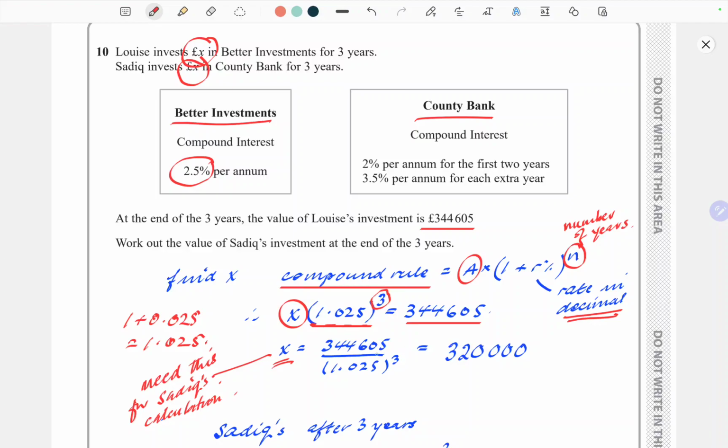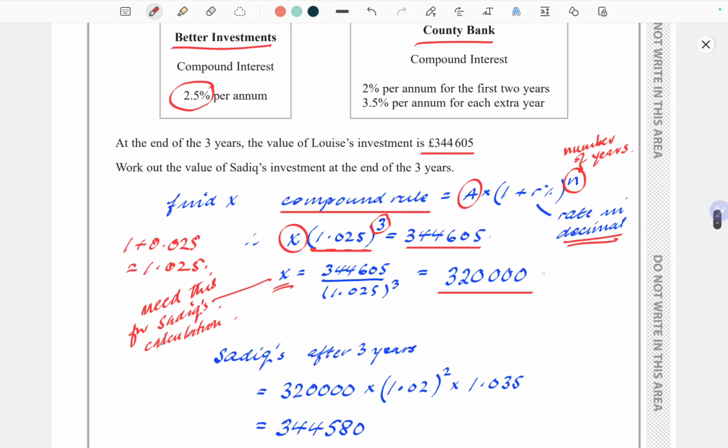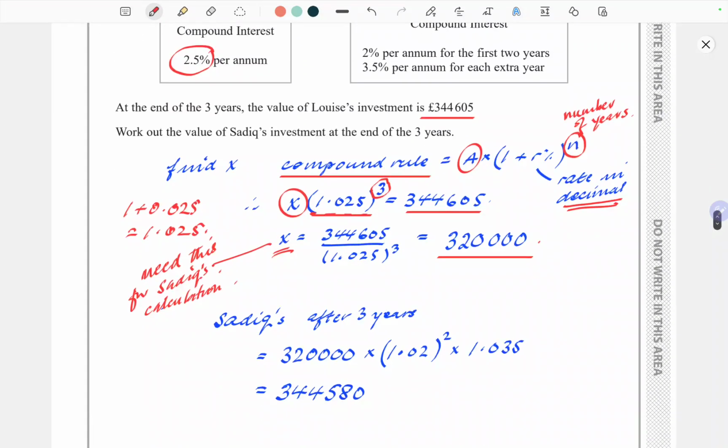Okay, all right. So simply dividing 344,605 by 1.025 cubed gives us the initial investment of 320,000. Nice clean number. All right. We can now use that as being the investment made by Sadiq.